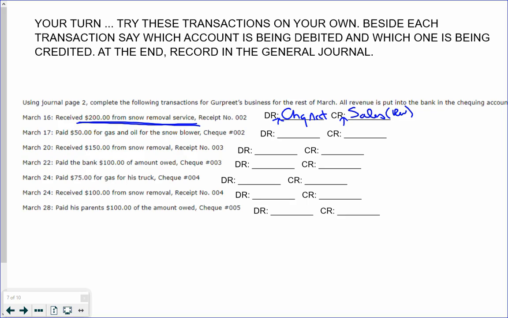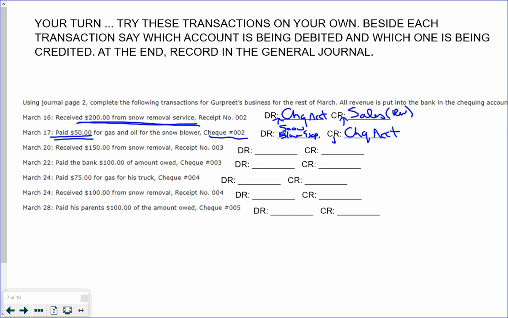Paid $50 for gas and oil for the snowblower. Okay, so you paid 50 bucks using a check. So that would be your source document. You would write check 002 for the source document. So your cash account is going to go down. So cash or checking account is going to go down by 50 bucks. So that means your debit, what's snowblower expense? Okay. So snowblower expense is what gets debited.